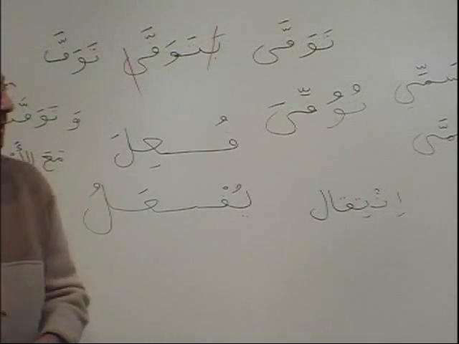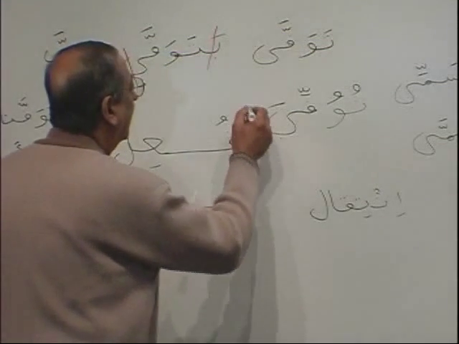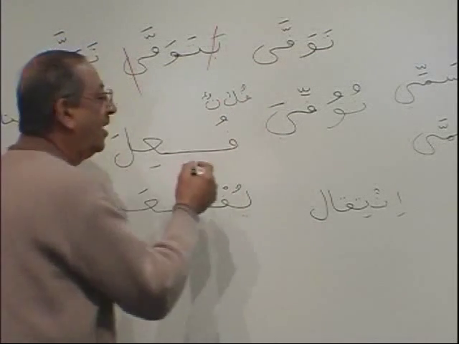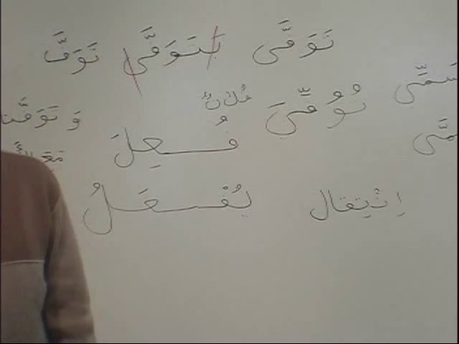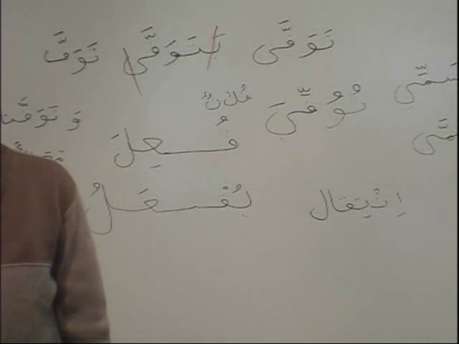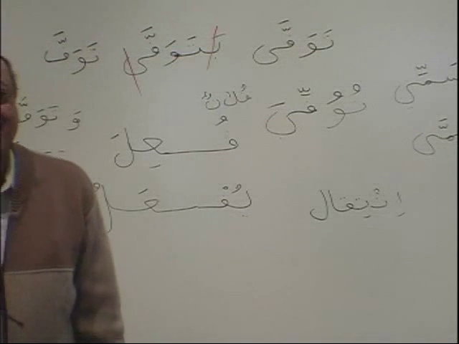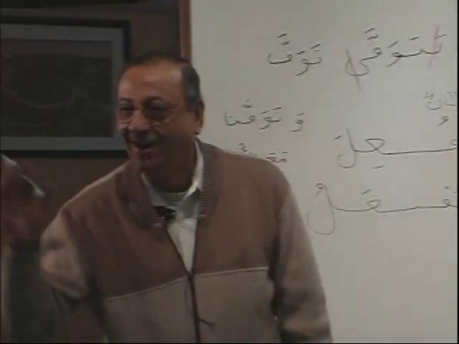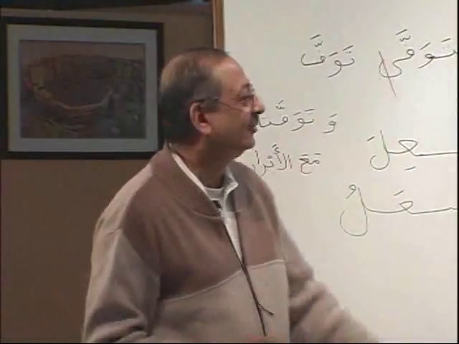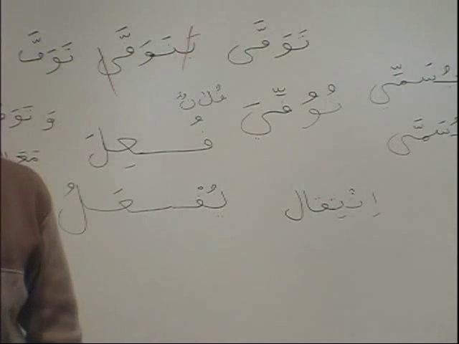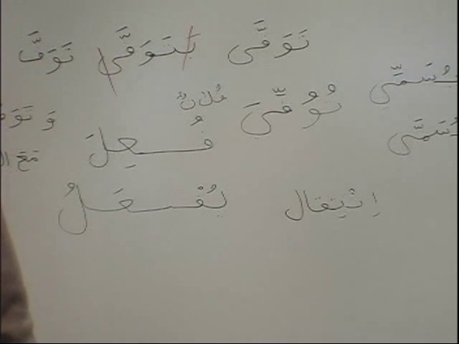Tuwuffiya fulanun. Okay, let me write it down. Fulanun means somebody. This is so common in Indian languages: falana bhai, falana bhai, so and so. Are you with me, Brother Hassan? And in Urdu also we say falana, meaning somebody. So tuwuffiya fulanun means somebody died, was caused to die. Are you with me, brothers and sisters?